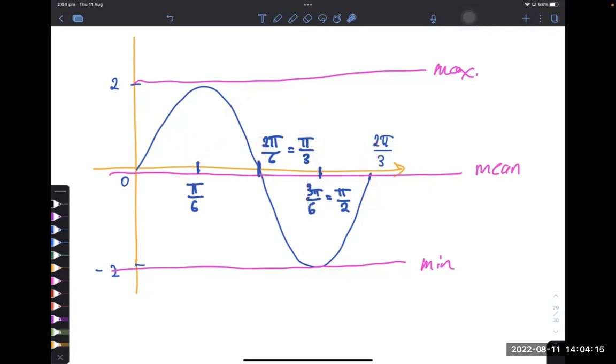Now this looks wacky, right? This looks really weird because I've got really random numbers. I've got pi on 6, I've got pi on 2, and then I've got 2 pi on 3. How did we get those numbers? How is it consistent? We can make them all the same denominator, right? Let's try that. What's the best denominator for us to make it all common? 6. Pi on 6.